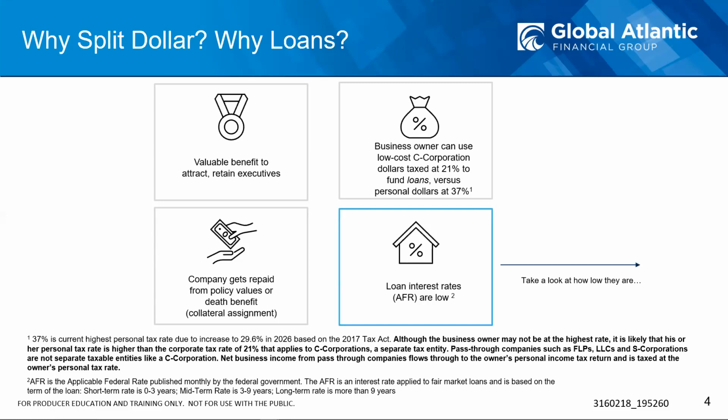And from an employer's perspective, it's important because the employer, the company, the business gets repaid from the policy values or the death benefit. That's why the business is holding a collateral assignment. It's making a loan, which it's securing with a collateral assignment on that life insurance contract.